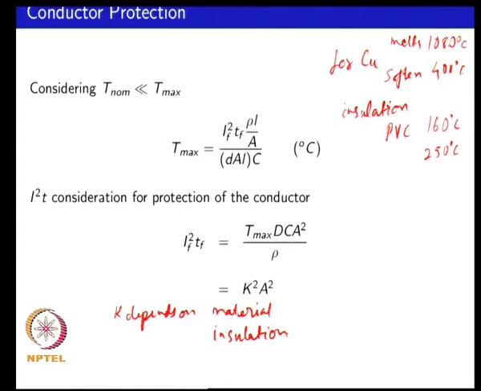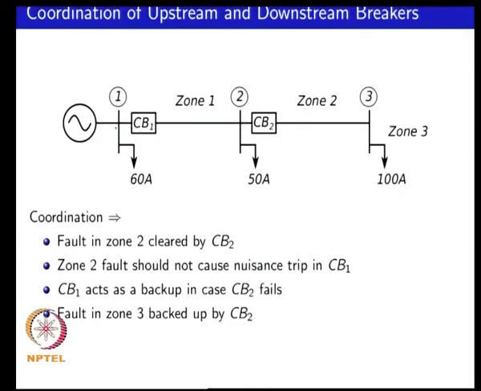So, with this background, now we will look at what it means to actually do coordination on a distribution system. So, we will look at the example where say you have a couple of circuit breakers, an upstream breaker and a downstream breaker, and you want to coordinate the operation of the 2 breakers. So, we will look at an example where you have a source, you have 3 buses, bus 1, 2 and 3, and you have the loads at each of these buses: 60 amps at bus 1, 50 amps at bus 2, 100 amps at bus 3, and you have 2 circuit breakers, circuit breaker 1 protecting zone 1 and circuit breaker 2 protecting zone 2. Zone 3 is whatever is downstream of bus 3.